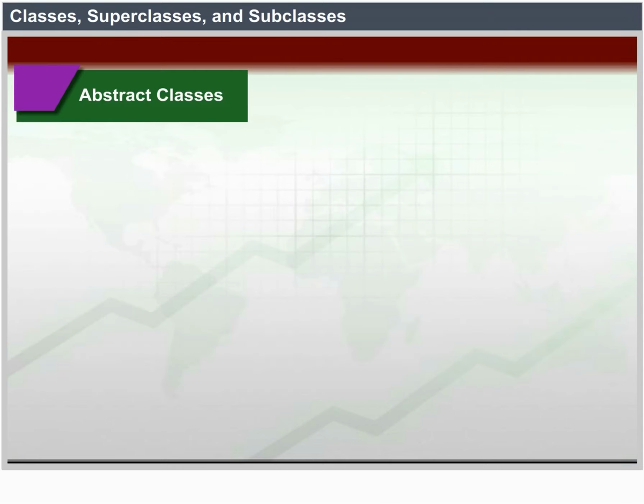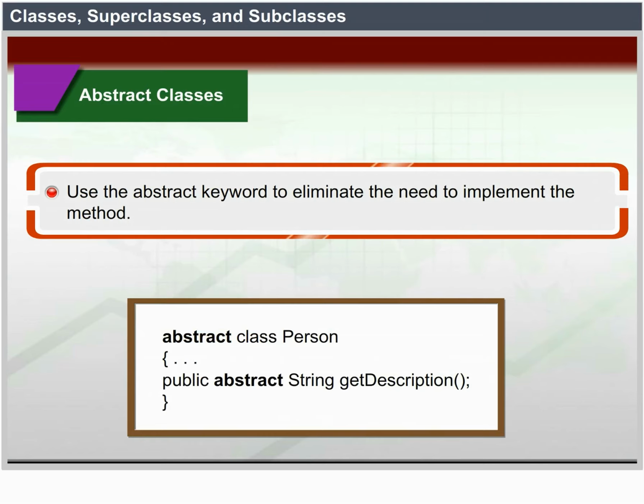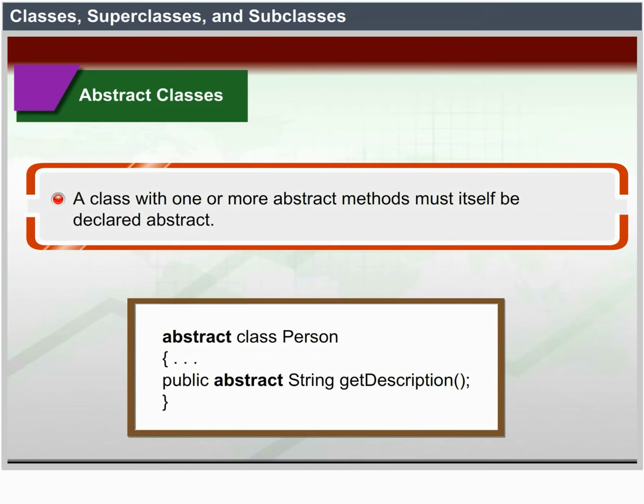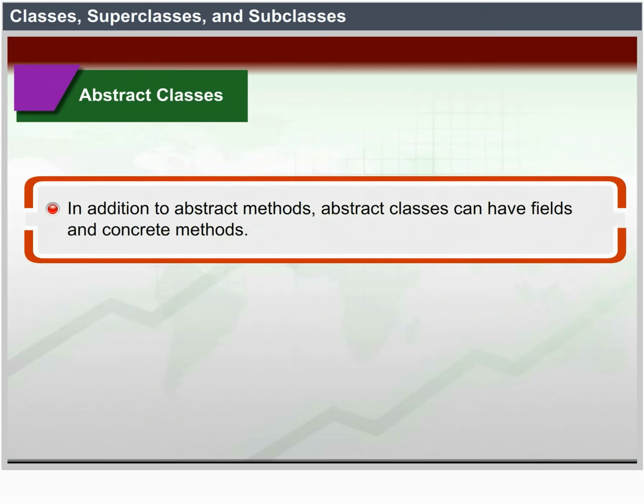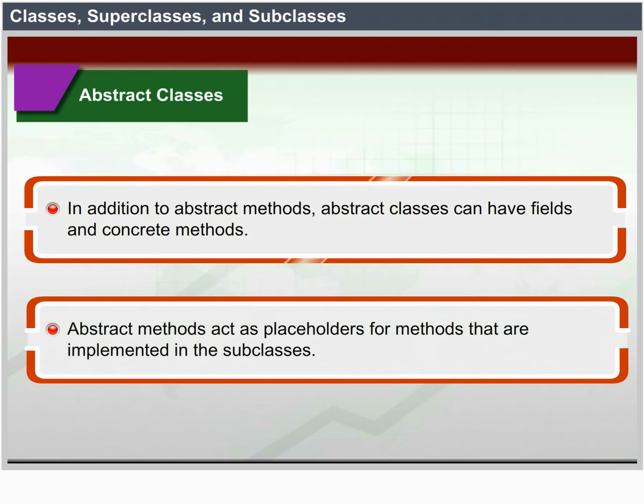Abstract classes. Use the abstract keyword to eliminate the need to implement the method. A class with one or more abstract methods must itself be declared abstract. Abstract class Person { public abstract String getDescription(); }. In addition to abstract methods, abstract classes can have fields and concrete methods. Abstract methods act as placeholders for methods that are implemented in the subclasses.